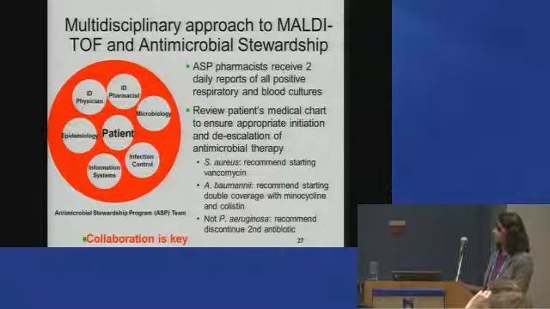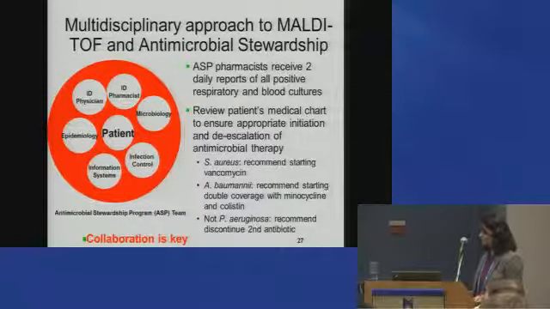This is just an example. For Acinetobacter baumannii, which happens to be a multi-drug resistant organism in our institution, they would recommend starting double coverage with minocycline and colistin. And if it's not Pseudomonas aeruginosa, they would discontinue the second antibiotic. So this is just a very simplistic way to show you that the organism identification alone can be pretty relevant in this setting.